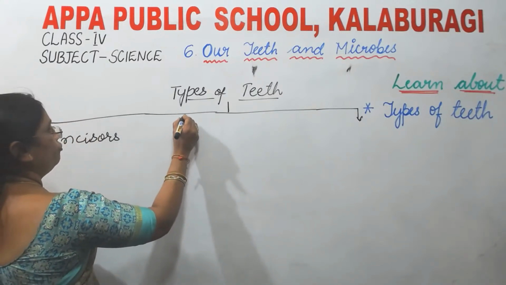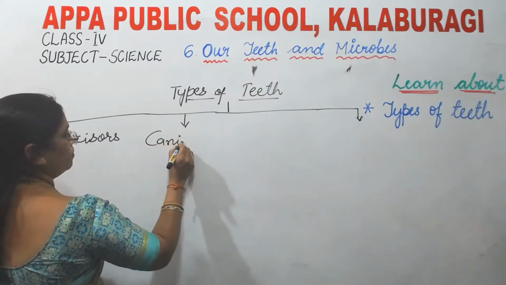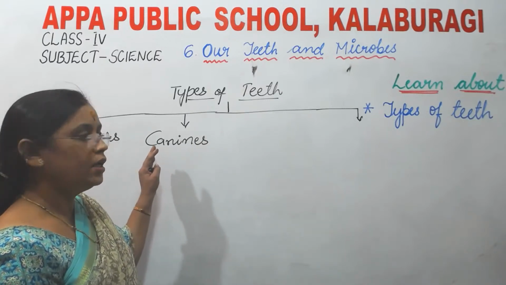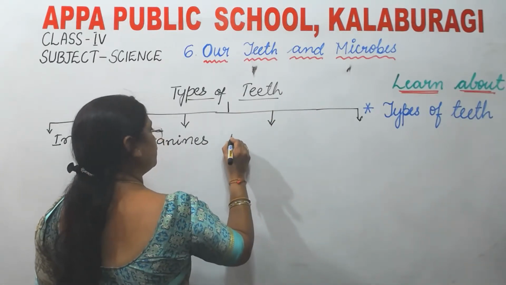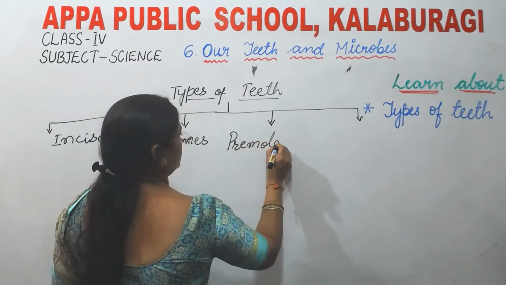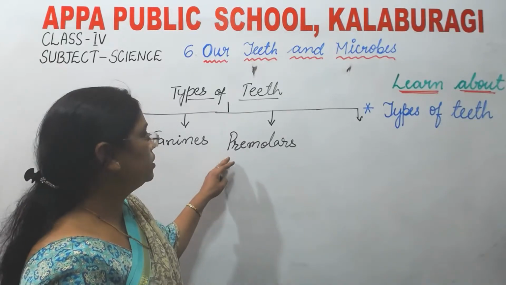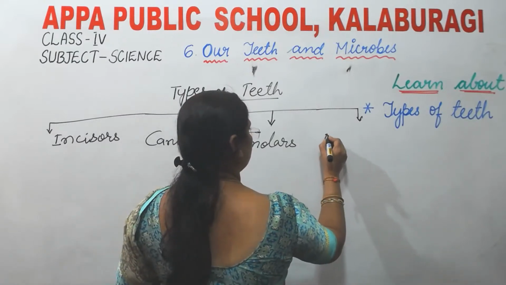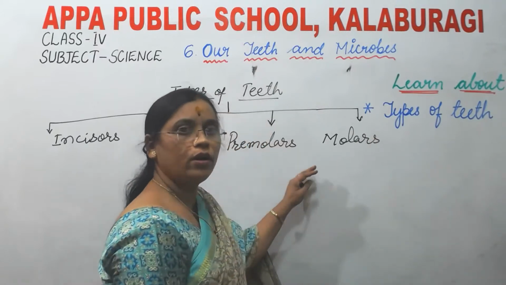The second type of teeth is called canines. The third type of teeth is called premolars. And the fourth type of teeth is called molars.